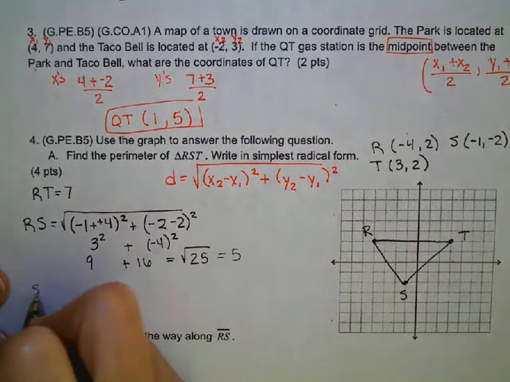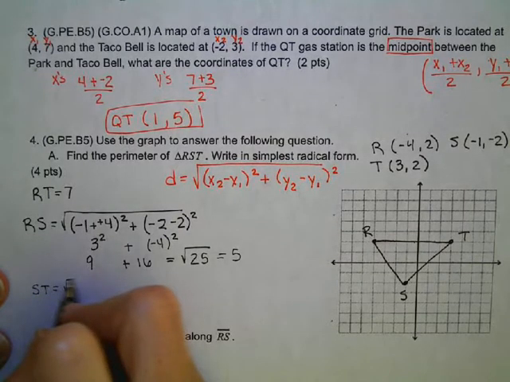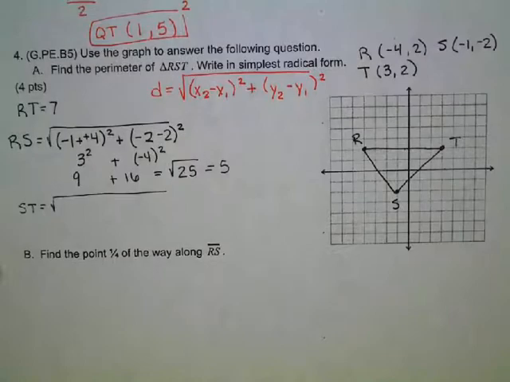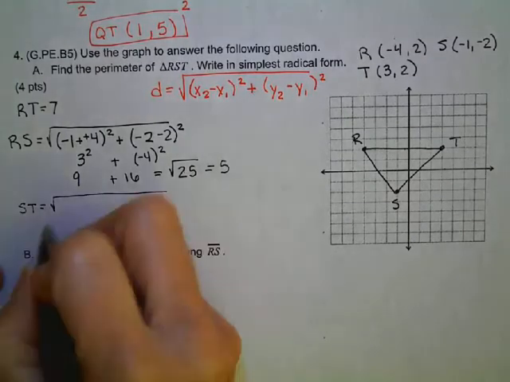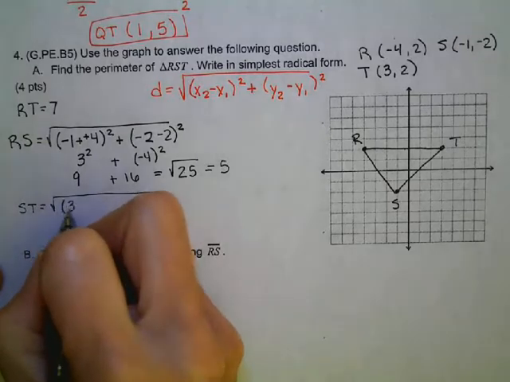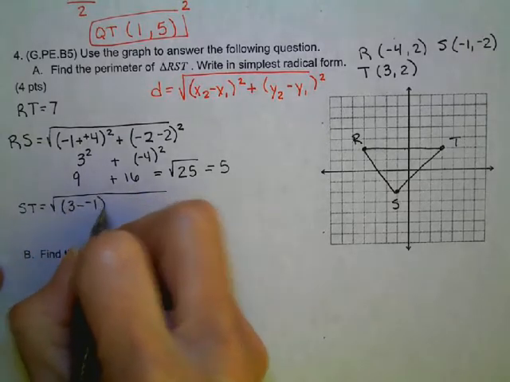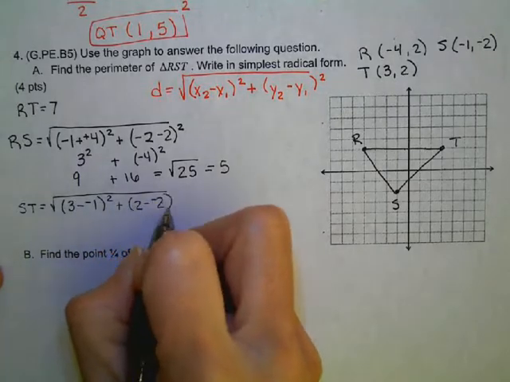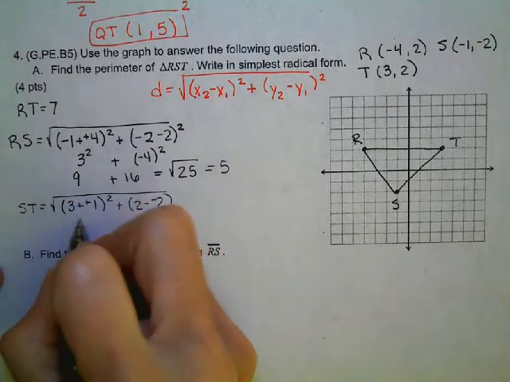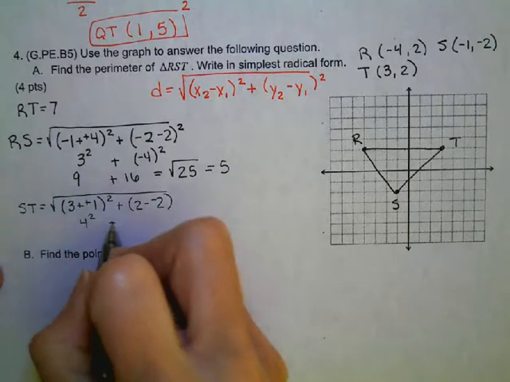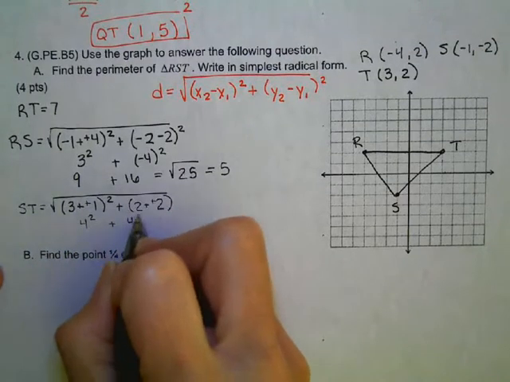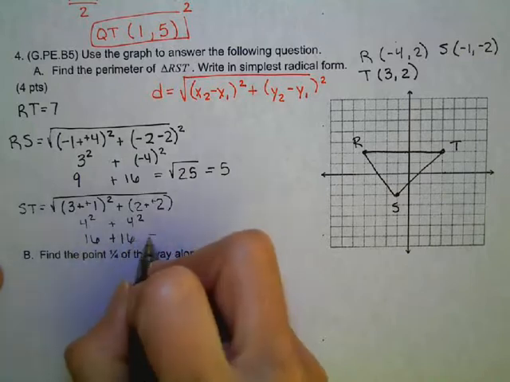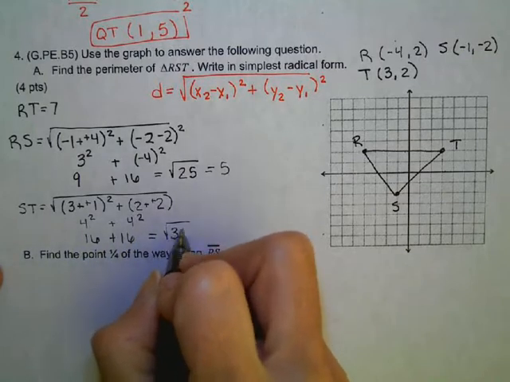Alright, we have one more. We have to do ST. So now I'm looking at the point S and point T here. We would do 3 minus negative 1 and 2 minus negative 2. Both of these are minus a negative, so I get 4 squared plus 4 squared. That would be 16 plus 16 is 32.